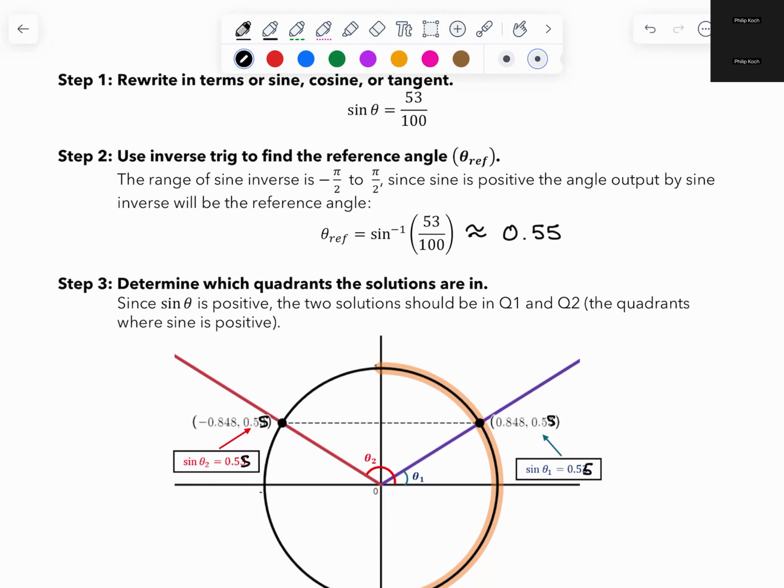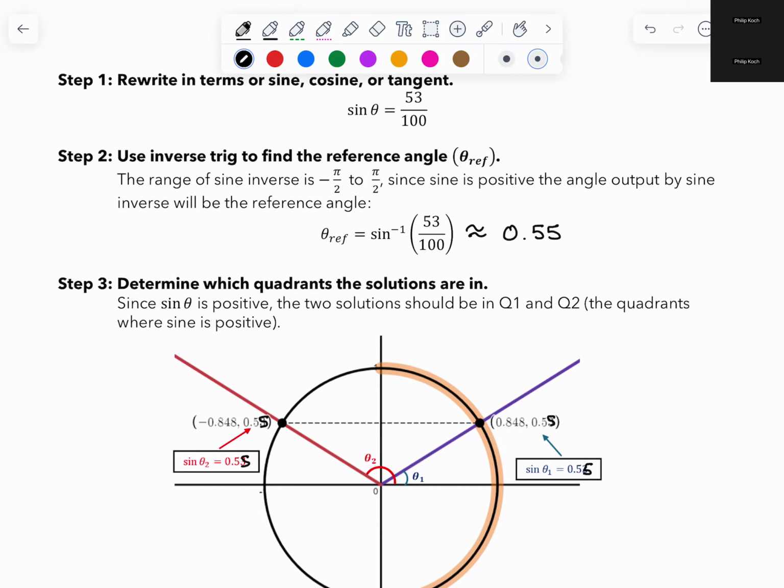So sine inverse of 53 over 100 is 0.55, and that number is in radians right now, between 0 and pi over 2. So that will be one of the answers. But because sine is positive in the first and the second quadrant, we need to find the other solution.